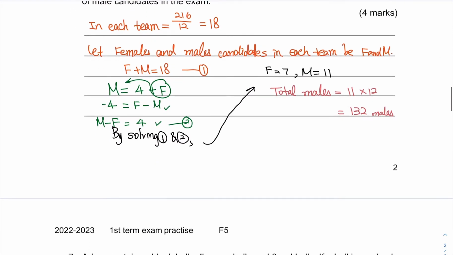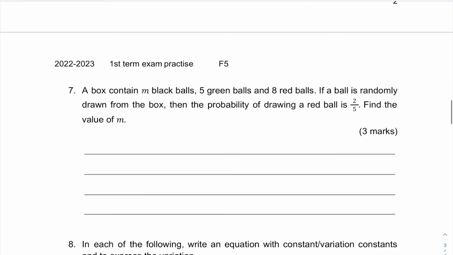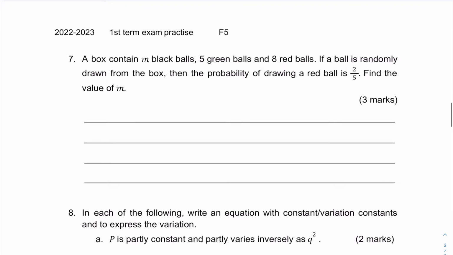Cool. Let's continue. Question 7. This is about a probability question. Now I know some of you might have learned it before, maybe some of you don't. We will go through it again. So probability means something that you want over the total.